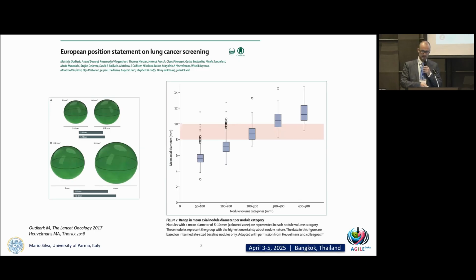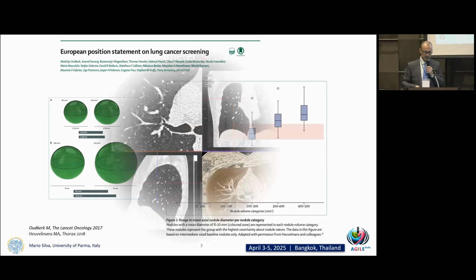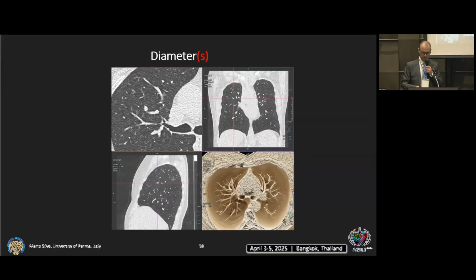We've heard about negative, indeterminate, and positive findings. So if you take this graph and see what is the variability of nodule diameter when you go from 50 to 100 cubic millimeters, you see the corresponding diameters is so much different. So let us see how it works. Why is it so different?